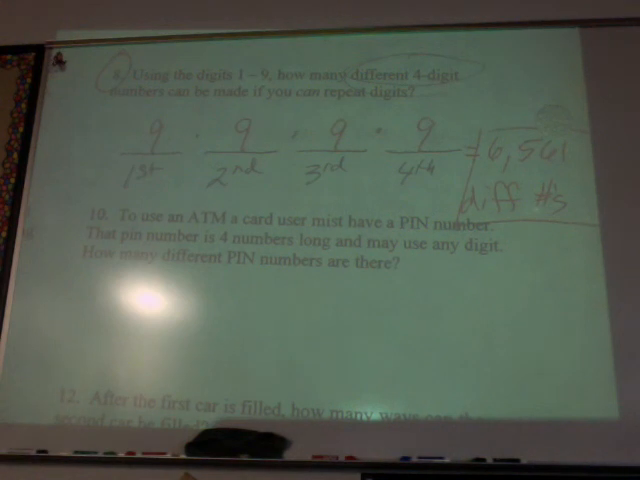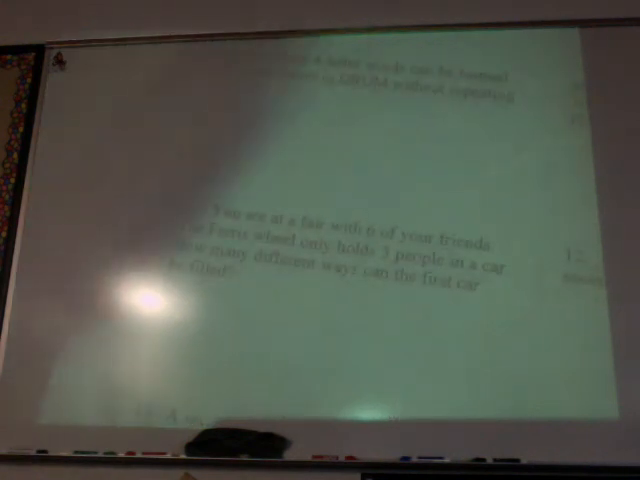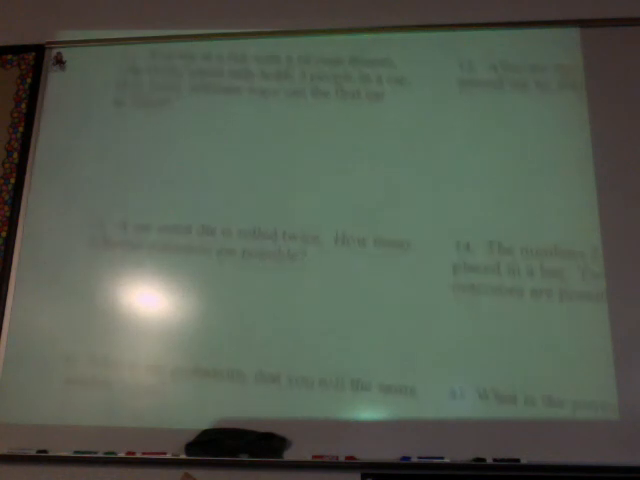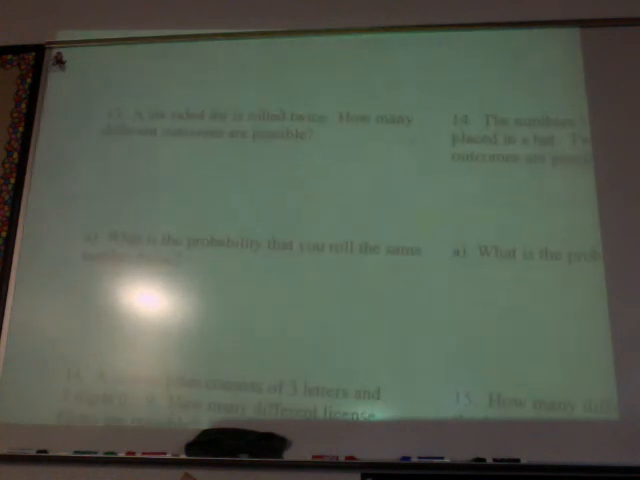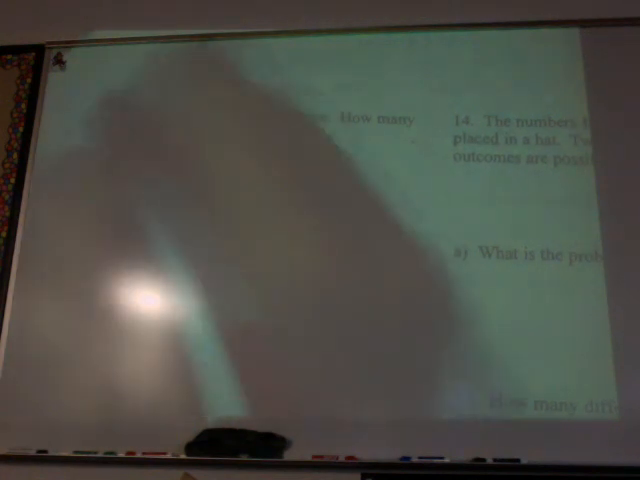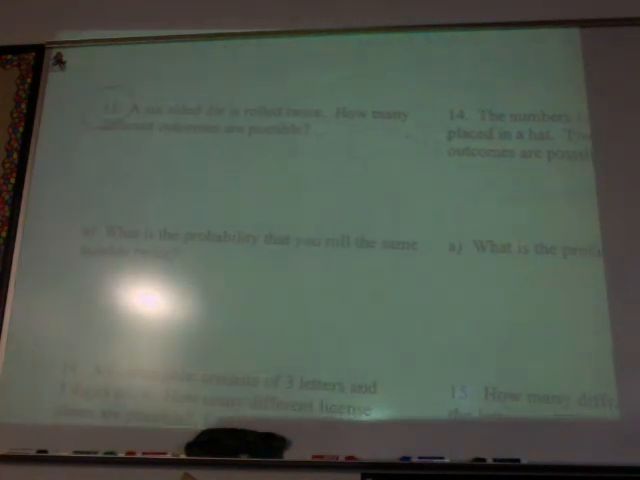All right, look at 13. A 6-sided die is rolled twice. You're not rolling 2 dice. You're rolling one 6-sided die twice. So we're looking at this one. How many different outcomes are possible?